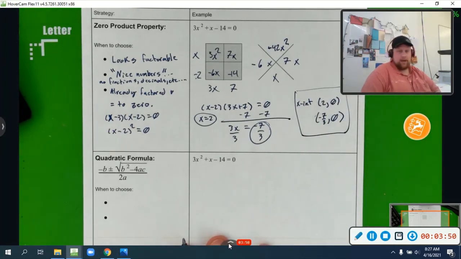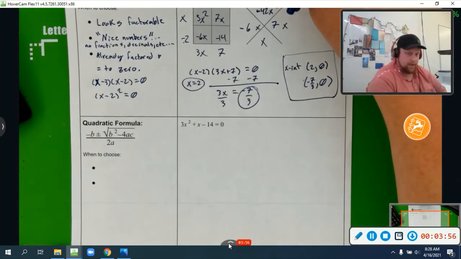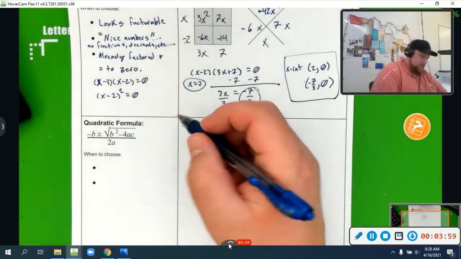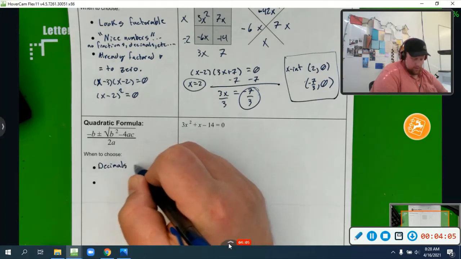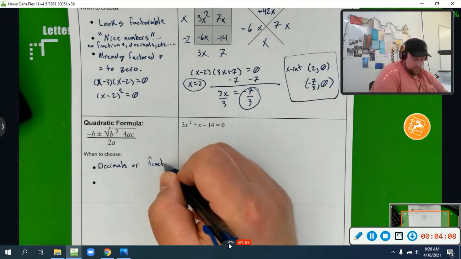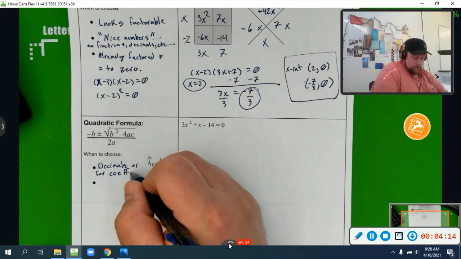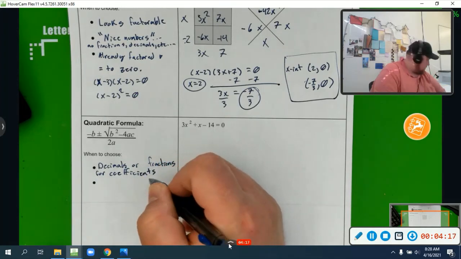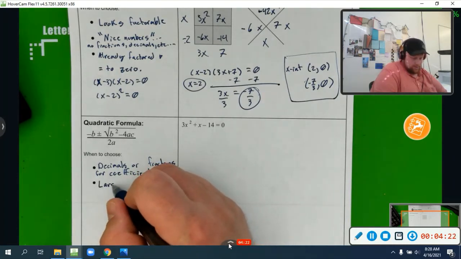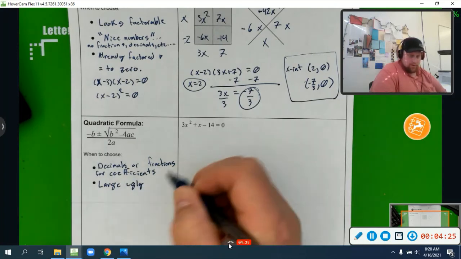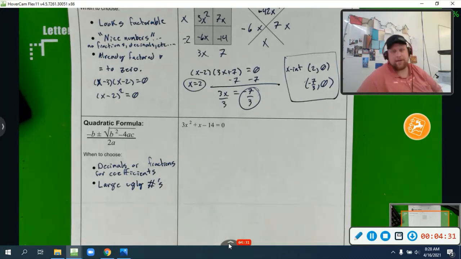All right. Now, looking at the quadratic formula, how do we know when we want to use the quadratic formula? Well, pretty much if it's the opposite of that. When do we choose it? If it's decimals or fractions for coefficients. And if it has large, ugly numbers. I know that's a super technical term, large, ugly numbers, okay? By the way, that means numbers, in case I haven't told you.